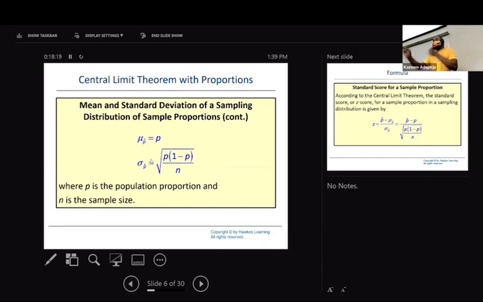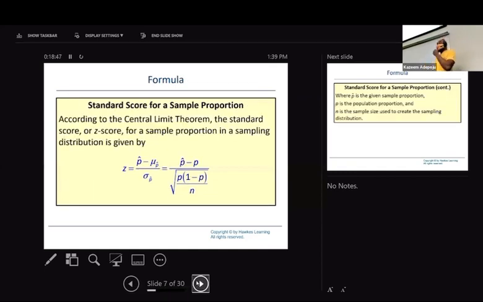The standard deviation of the sampling distribution of sample proportions is the square root of p times 1 minus p, divided by n. And you know what? This is also called the standard error, the standard error of proportions. I just wanted you to take note of that. Okay.